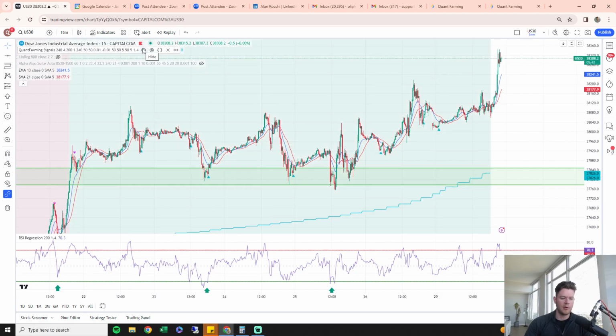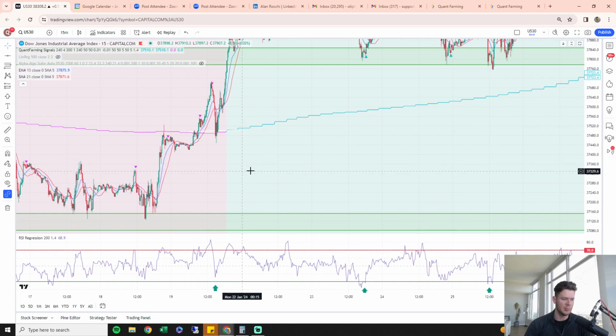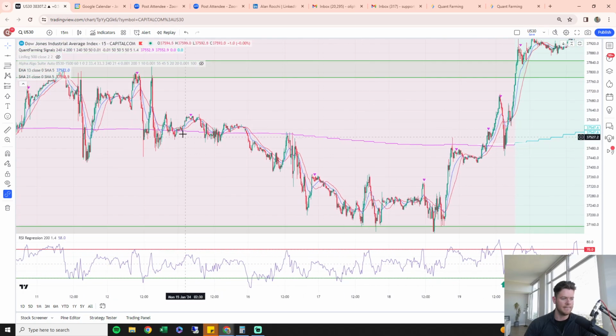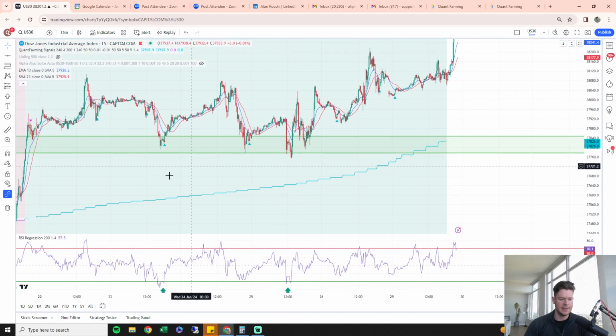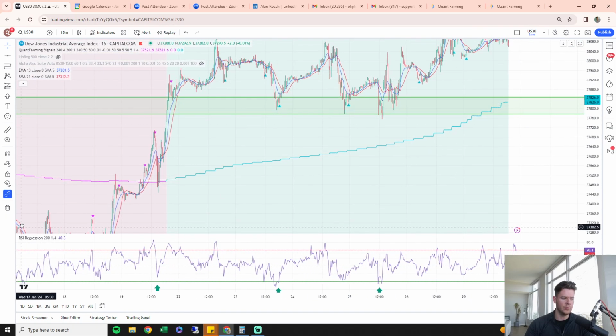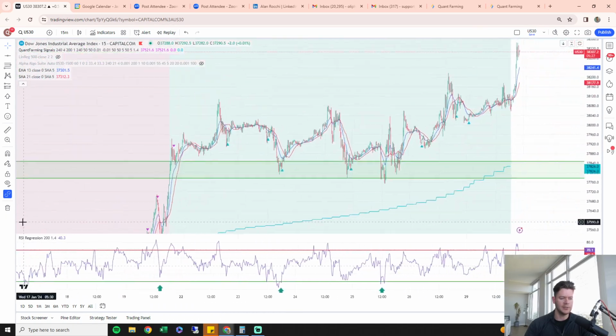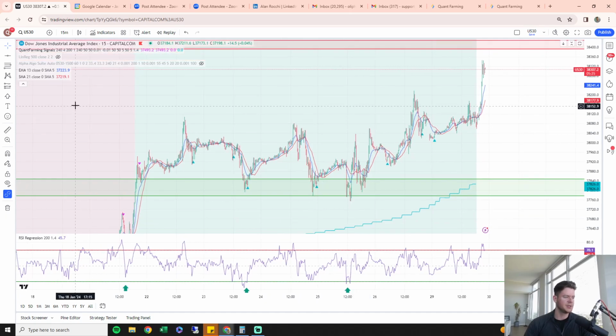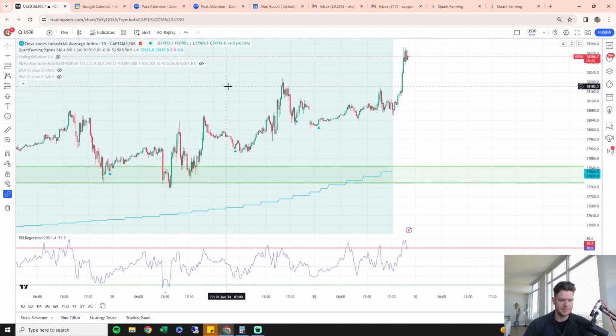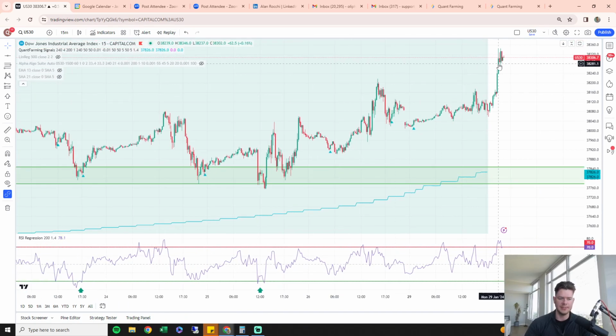So I have quant farming signals. Now I have a lot more signals and a lot more stuff that I can use and play with, right? And I have these zones too. So what do these mean, right? Basically what I'm doing right here is I got rid of these two EMAs. EMAs are done. You can keep them if you want to, but for the sake of this, I'm not going to.